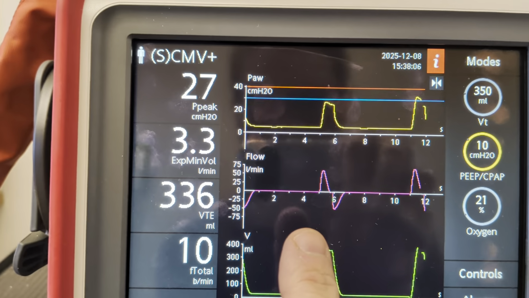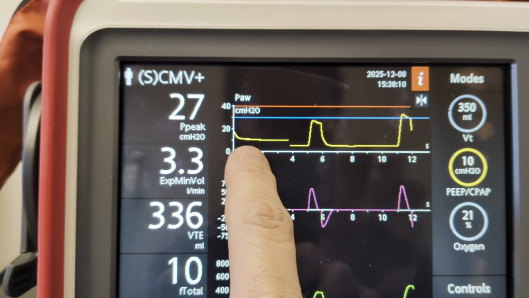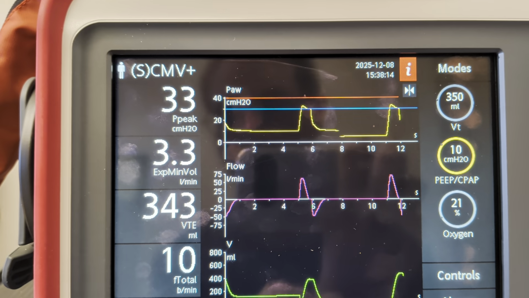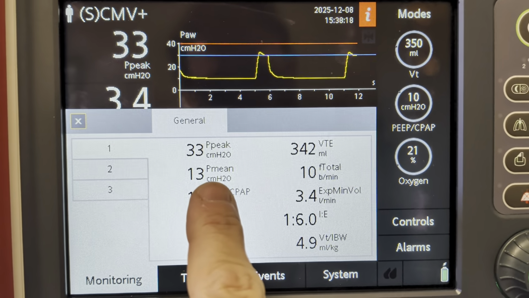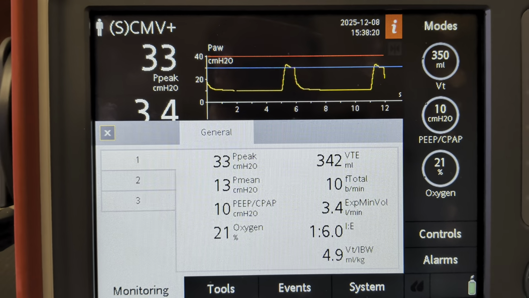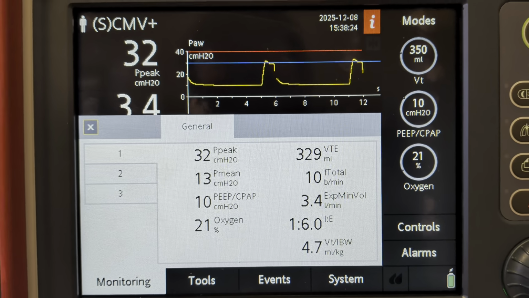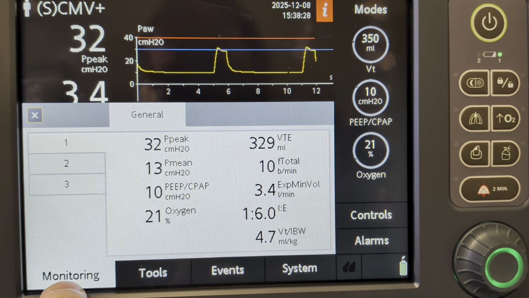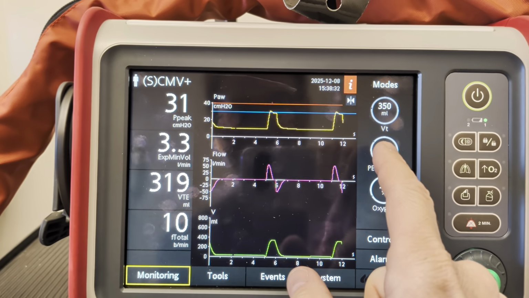All right. I'm going to give it a couple breaths. And you can see on the pressure time scalar, right, my baseline is now at about 10. And then I'm going to go back into monitoring, and I've gone from 8 to 13 on the mean airway pressure. So that, in fact, has increased the mean airway pressure. All right. So that is certainly one way of doing it, by increasing the PEEP.